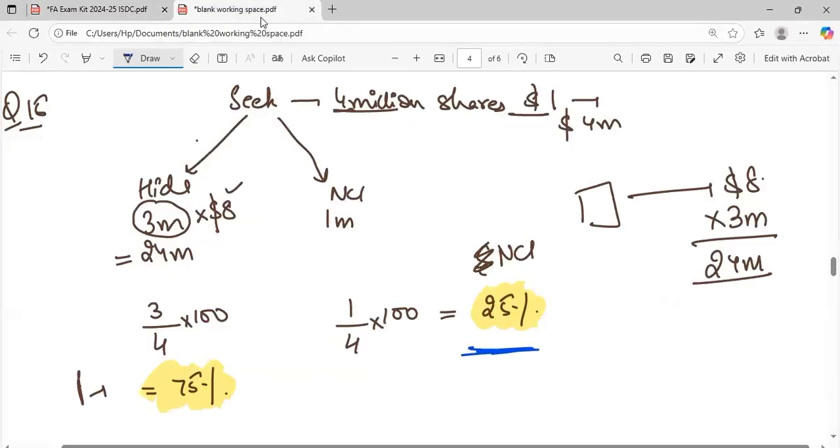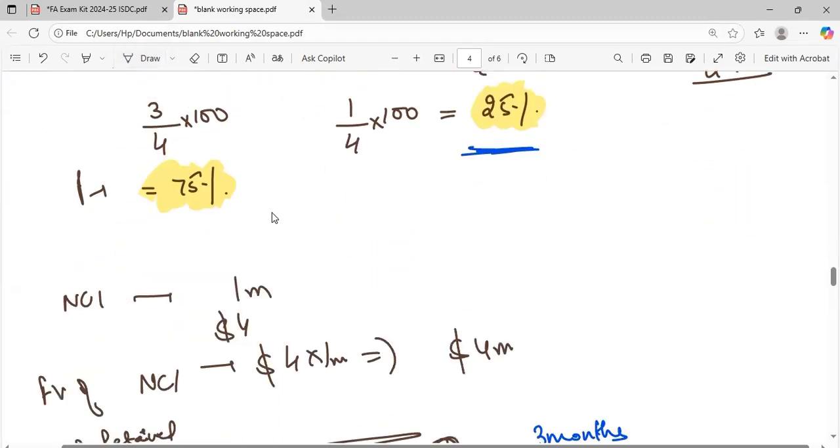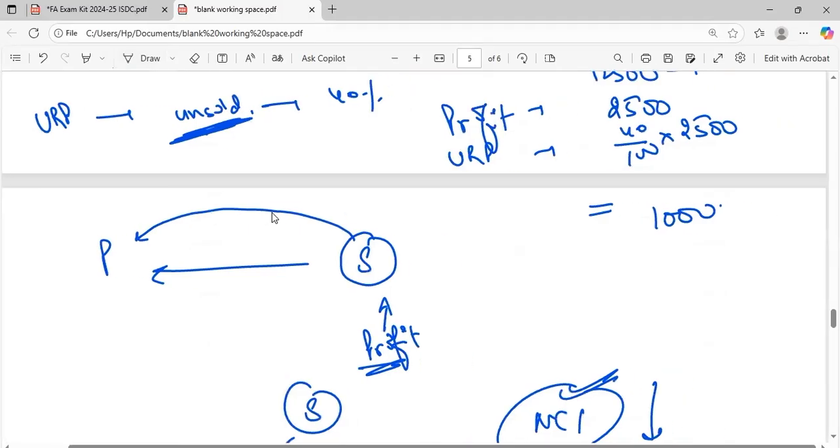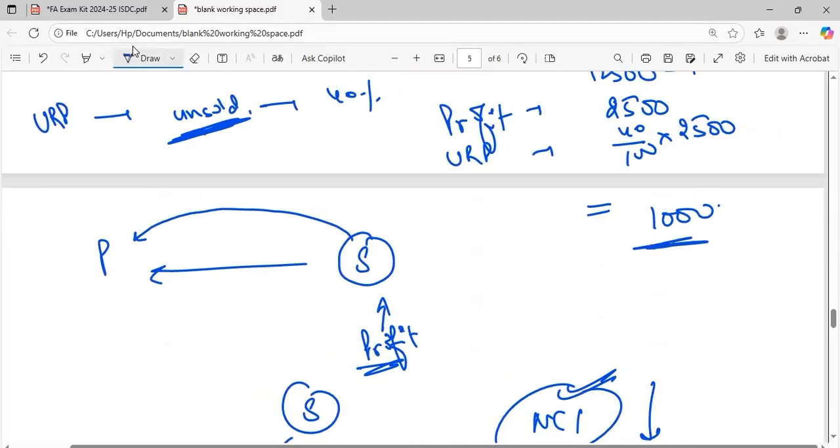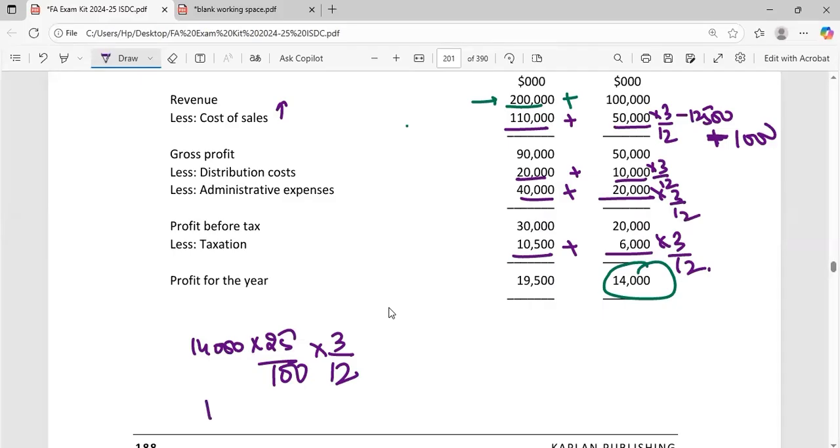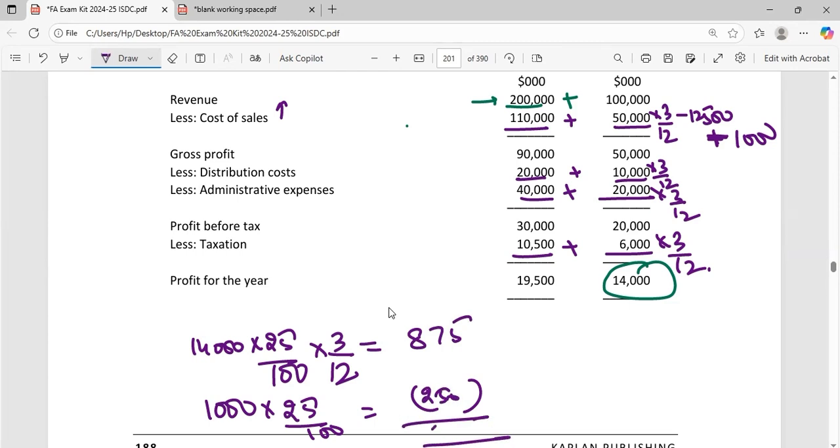Okay, now what was the unrealized profit? I have calculated that too. My unrealized profit was, I guess, 1,000. Yeah, it was 1,000. So NCI will have a share in this too. So what will I do? I will take 1,000 and I will take 25% of it and I will deduct this amount. Okay, and I will add this amount. So that's how I will get my NCI figure. Let me calculate it. So this would be 875 and this would be 250. So my final answer would be 625. Okay.